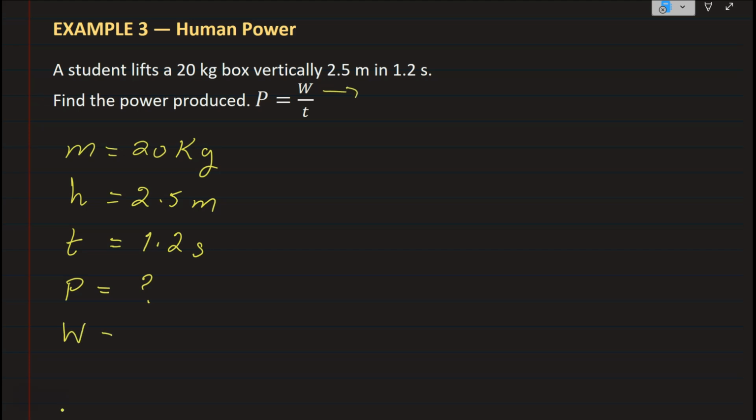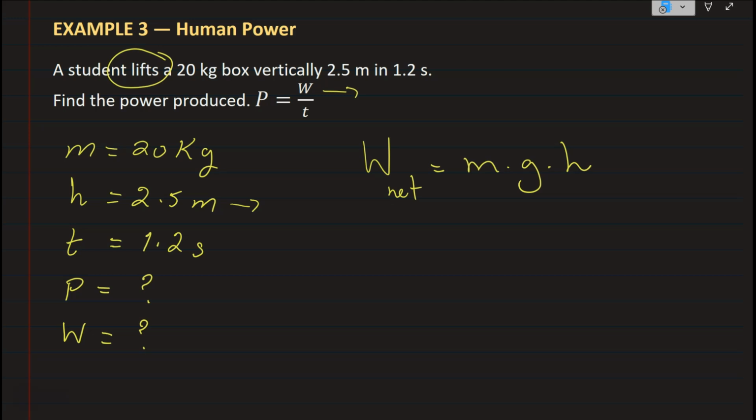We still don't know what the work is either. But the height is given to us, and notice that it is lifting. There is a lifting there. That means you are using the net work, which is actually your gravitational potential energy, lifting it up. That means you have to use mgh. That's your work now.